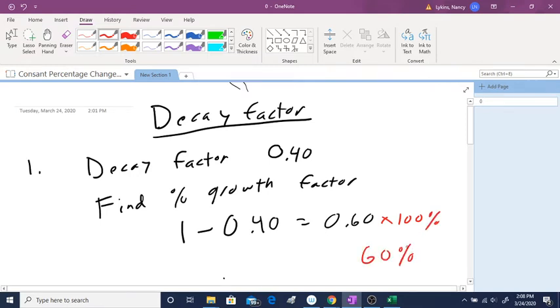So 60% is really not a growth factor. It's actually this depreciation. But we're going to call 60, in this case, we're going to say the growth factor is 60%.